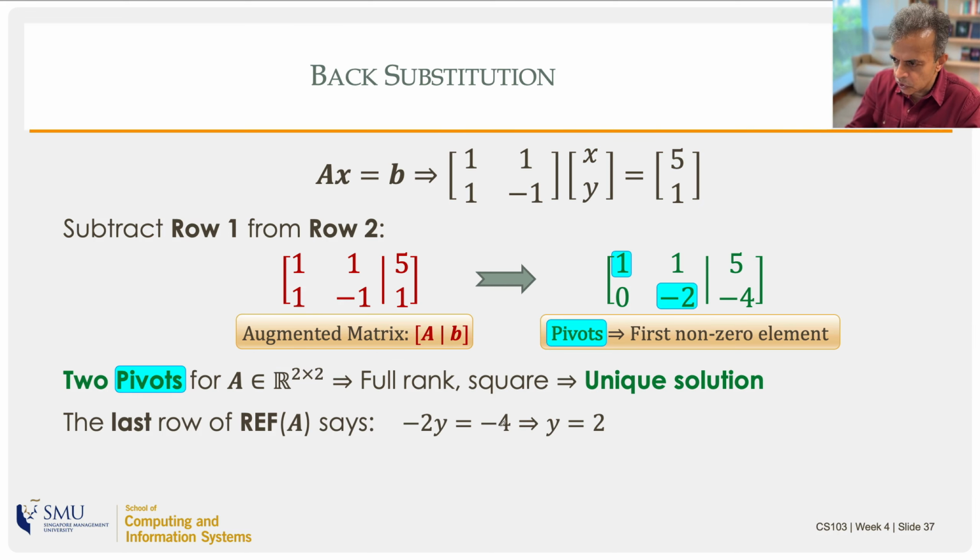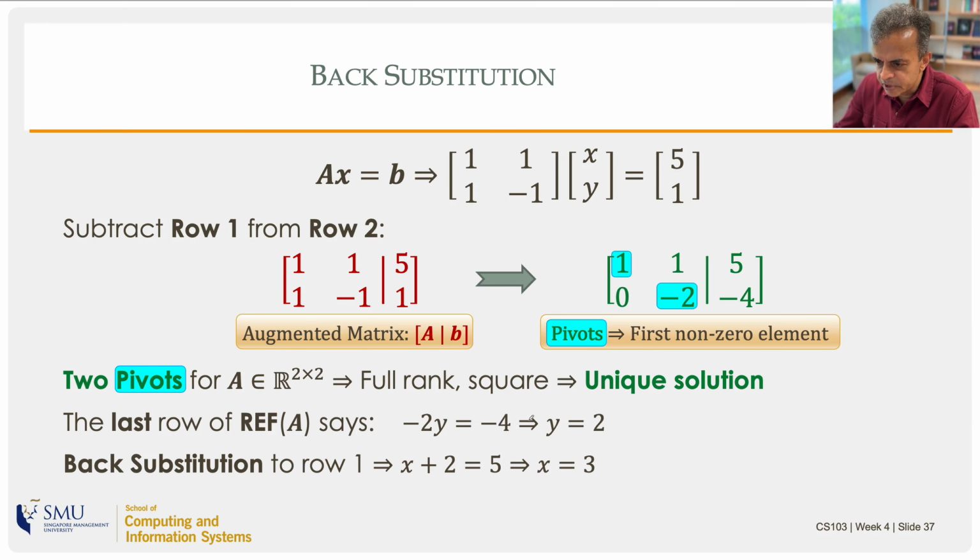So from the last row, you read off the last variable right away. Then you substitute that in the previous row, which reads x plus y equal to 5. y we already computed to be 2. So x plus 2 equal to 5. x is 3. And that is the process of back substitution.